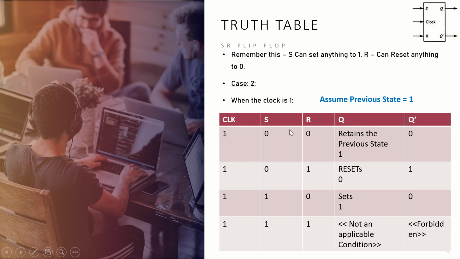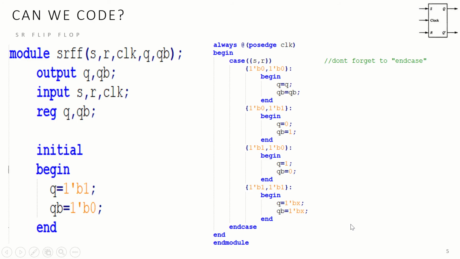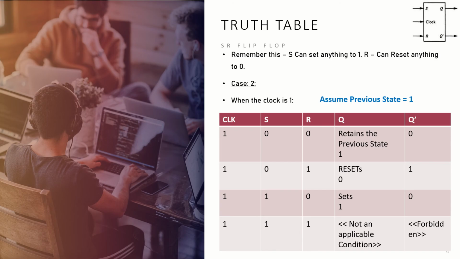When clock is 1, set is 1, reset is 1. This is not at all an applicable condition and this is forbidden. You will not have this condition properly met and this has to be forbidden. Remember it. Now we need to code. Let's recollect one very important point. Whenever clock is 0, the previous state is retained irrespective of whatever the values are for S and R.